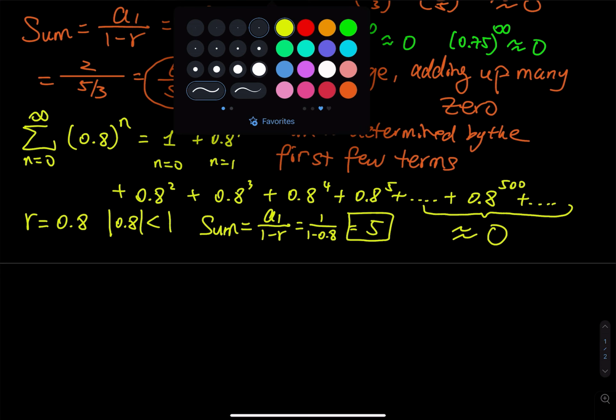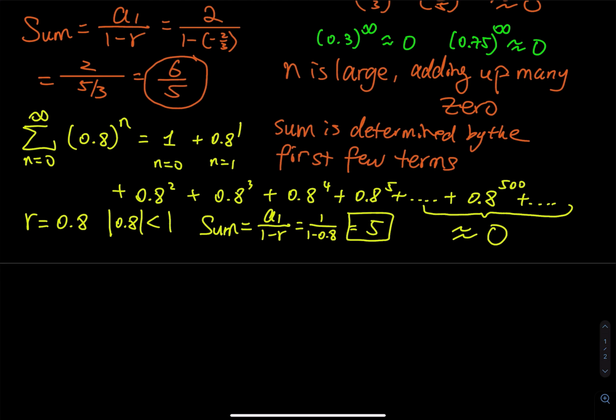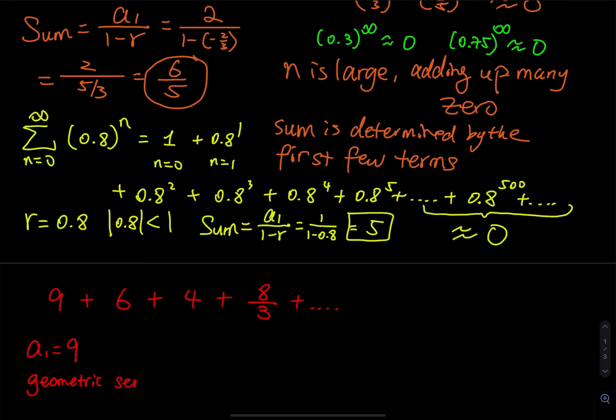The last question is not so obvious compared to the rest. You have 9 plus 6, and then plus 4, and then plus 8 over 3. So this time I don't have the series in a summation symbol. Then what do we do? I will treat this as the first term. The first term is equal to 9, and then you are talking about geometric, right? If you don't give me the common ratio, I will just go ahead and look for it.